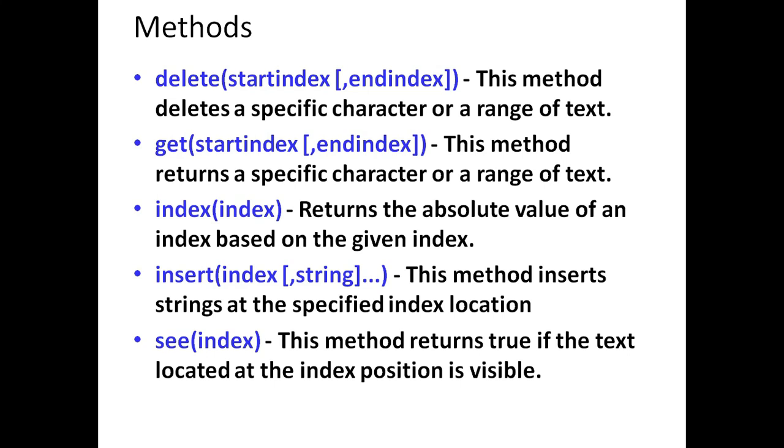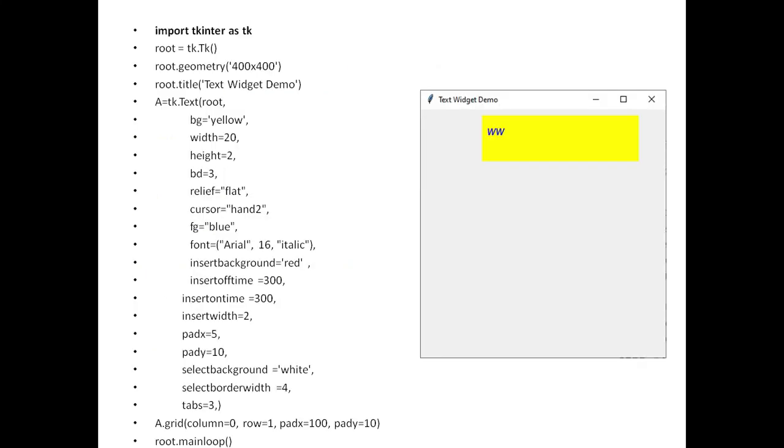For example, first we'll import Tkinter as tk, then we'll add a root window and we'll set the root geometry, that is the height and width of the root window.